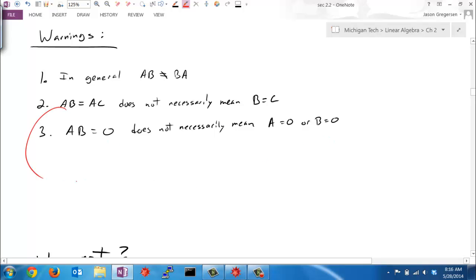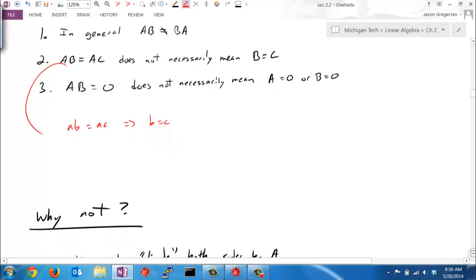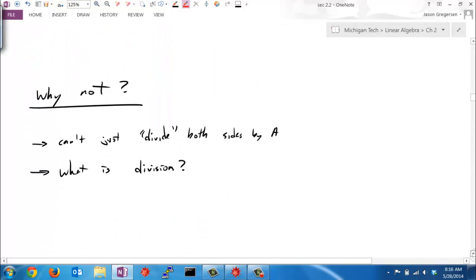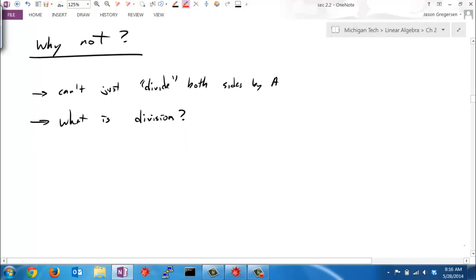If I wanted to show for real numbers that AB equals AC implies B equals C, I'm really just dividing both sides by A. I should be all set. Well, what does it mean to divide something? What is division? So once again, last time we went through this pretty quickly, so I really do want to recap it just to make sure we're happy with the idea.